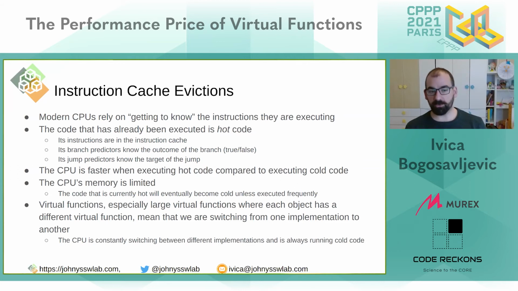Well, virtual functions, and especially large virtual functions. So we have a large virtual function, and each object has a different implementation. Object 1 has one implementation of the same virtual function. Object 2 has another implementation. This means that when the CPU is iterating over this vector of objects with large virtual functions, it is always switching between one implementation and another implementation and a third implementation.